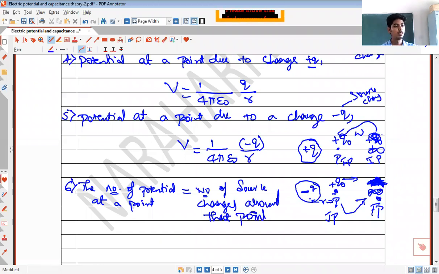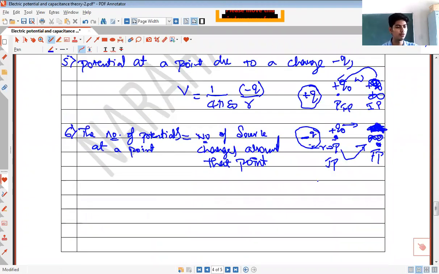See, the number of potentials at a point will be equal to the number of source charges around that point, or you can also say the number of source charges in the vicinity of that point. Suppose I have a point here. Say this is point P, and this point P has two charges in its vicinity, say Q1 and Q2, and I have to move a test charge, say plus Q0, from infinity to point P.